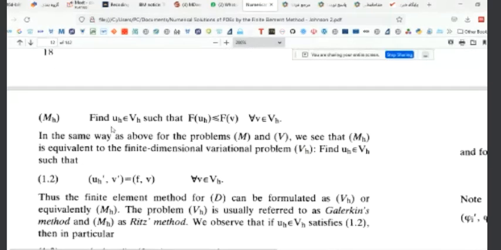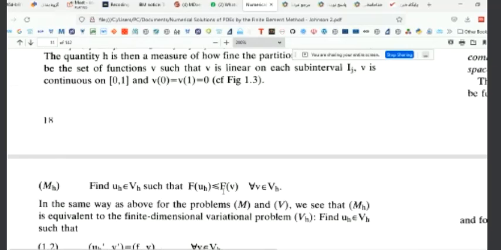Find uh in Vh such that f(uh) is less than or equal to f(v) with respect to all v in our space Vh. This is a kind of Mh minimization problem in this case.